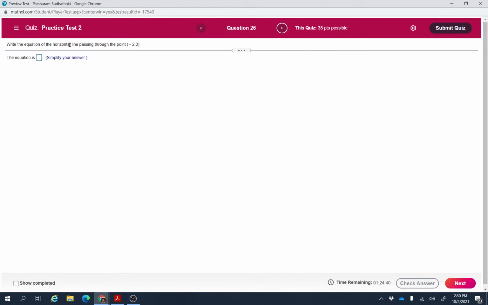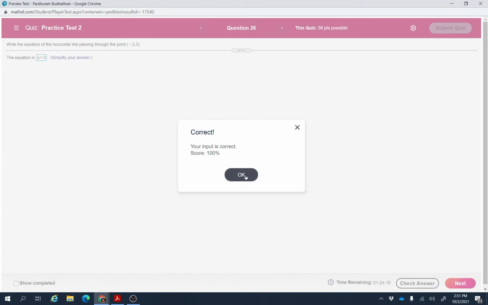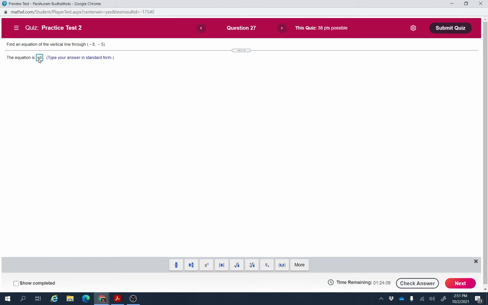Write the equation of the horizontal line passing through the point. Horizontal line means if a horizontal line is passing through a point, then on the horizontal line the y value would always be the same. So the equation can be found by just writing y equal the y coordinate of that point. And for the vertical line, which is let's say the next problem, you just have to write x equal the x coordinate. If you are given a point on the vertical line, then just write down x equal that x coordinate of the point.